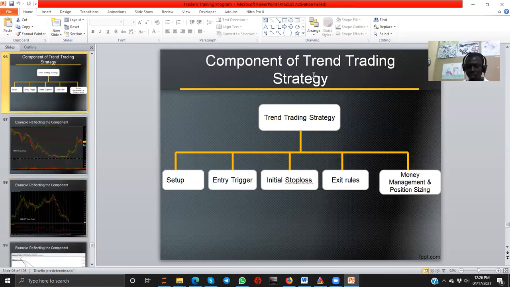Basically, when it comes to trend trading, there are a few things: your setup, your entry trigger, and your initial stop loss as a rule on the money management side. So let's go to this.